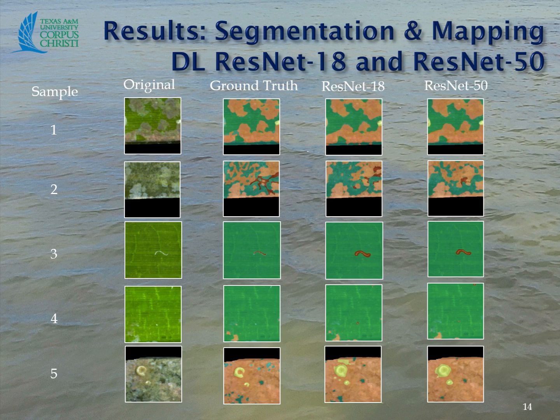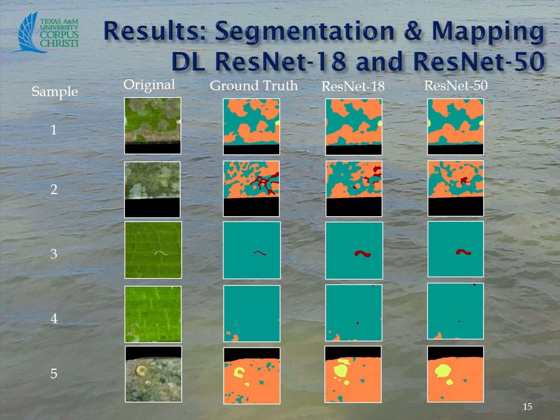This slide represents the results of 5 sample image blocks, including the original background removed image, the ground truth map overlaid with the original sub-image, the ResNet 18 network classification results overlaid with the original image, and finally the ResNet 50 classification results overlaid with the original image. Ground truth is obtained through visual inspection and manual pixel labeling.